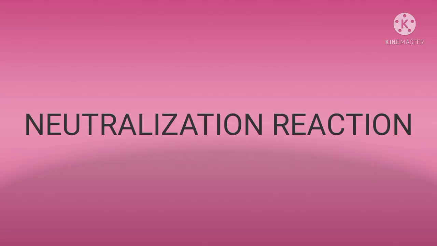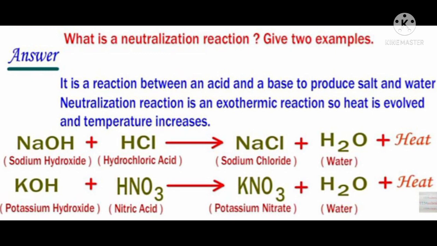Neutralization reaction. It is a reaction between an acid and a base to produce salt and water. Neutralization is an exothermic reaction, so heat is evolved and the temperature increases. For example, NaOH reacts with HCl to give NaCl, water and heat. Another example is KOH reacting with HNO3 to give KNO3 plus water and heat.